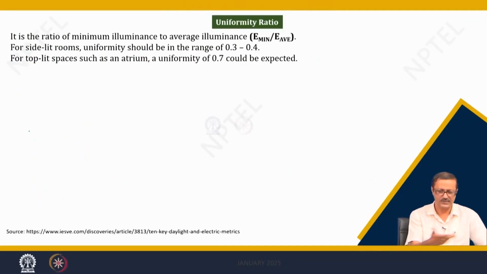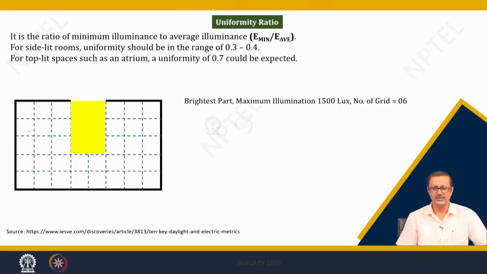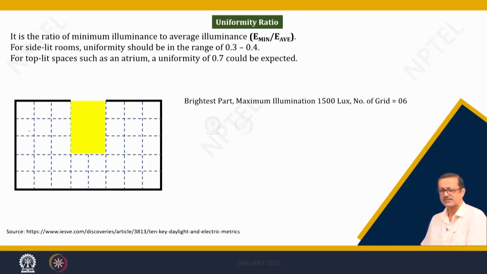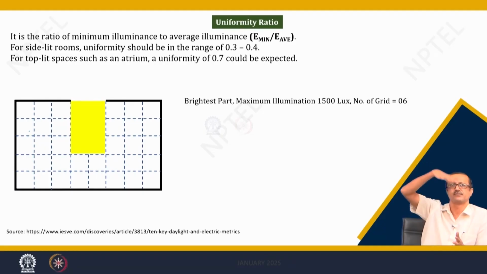So, we have discussed that there is an E mean or E average also. We will see shortly how to do that. Let us discuss the uniformity ratio, E minimum versus the E average. For side-lit rooms, the uniformity ratio should be 0.3 to 0.4, and for top-lit surfaces, that means if there is a skylight or some atrium, you have to have 0.7.